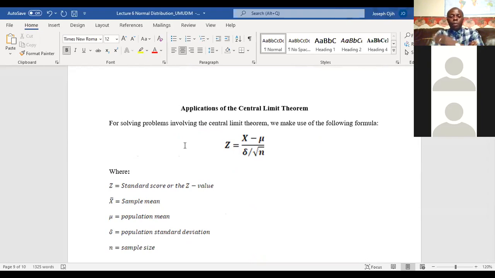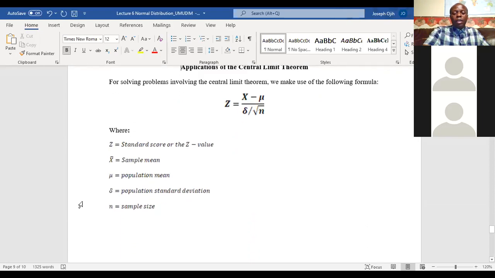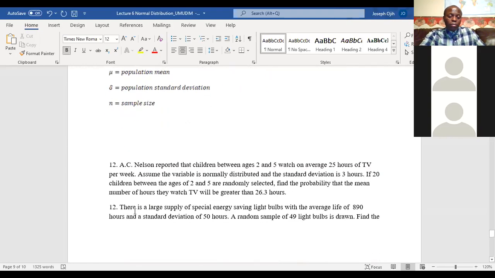For problems that involve the central limit theorem, we can use this formula: Z equals X bar minus population mean, divided by standard deviation over square root of n. Where Z is the standard score or the Z value, X bar is the sample mean, mu is the population mean, delta is the population standard deviation, and n is the sample size. So let's see how this works.